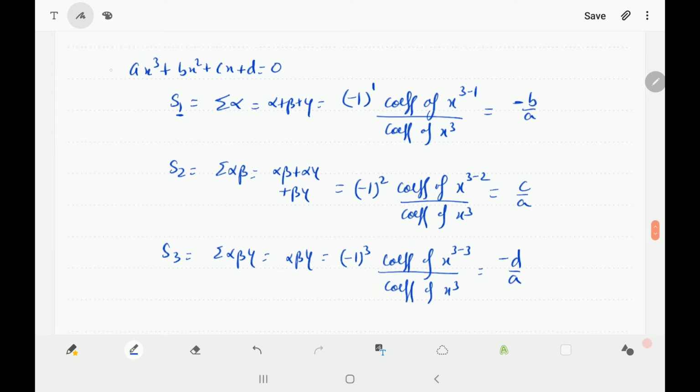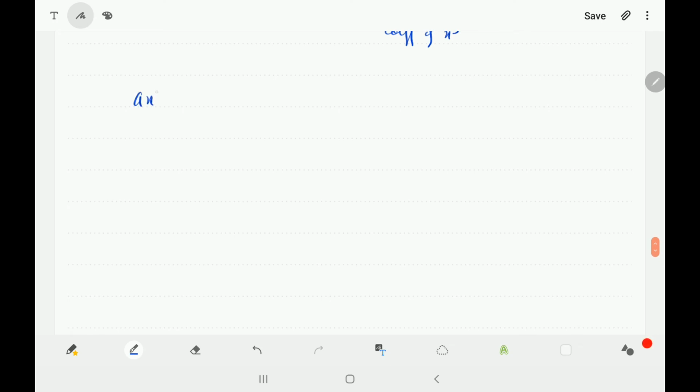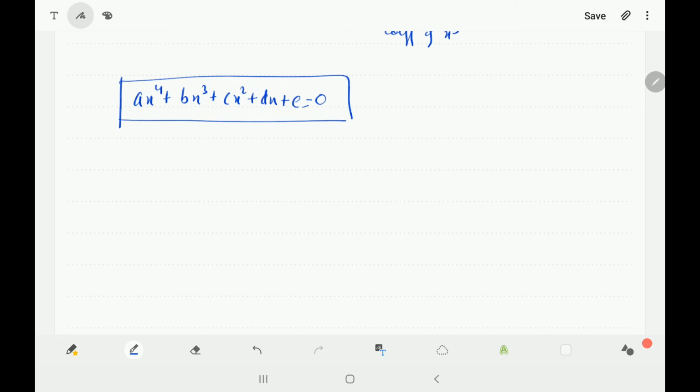You can directly, for a cubic equation, easily remember it as: the sum of roots taken 1 at a time is minus b by a, the sum of roots taken 2 at a time is plus c by a, and the sum of roots taken 3 at a time is minus d by a. Similarly, say I have a degree 4 equation, a x to the 4 plus b x cube plus c x square plus d x plus e. The shortcut is that alternate coefficients will come with the positive as well as negative sign.